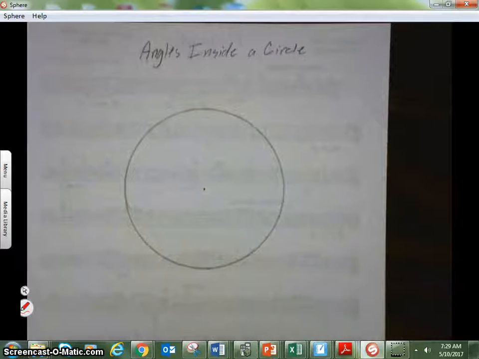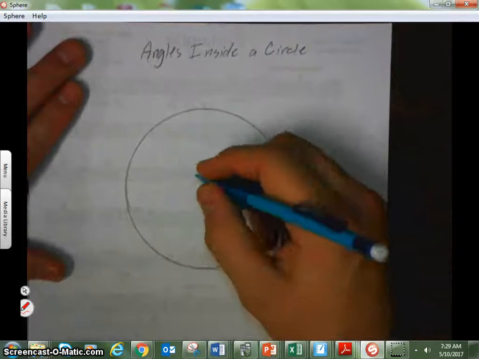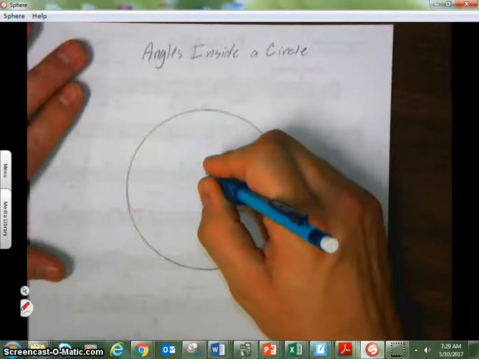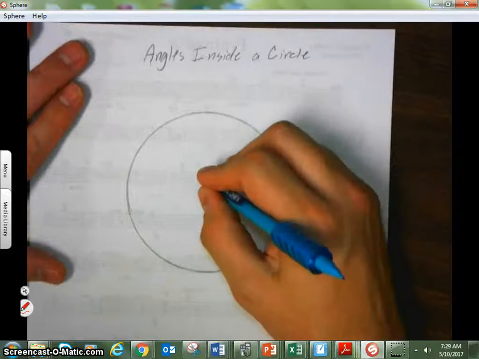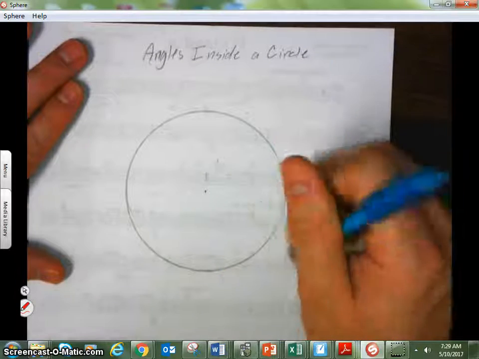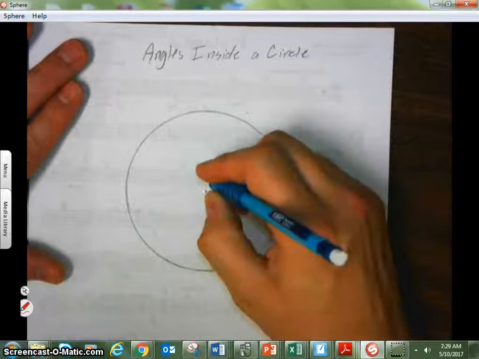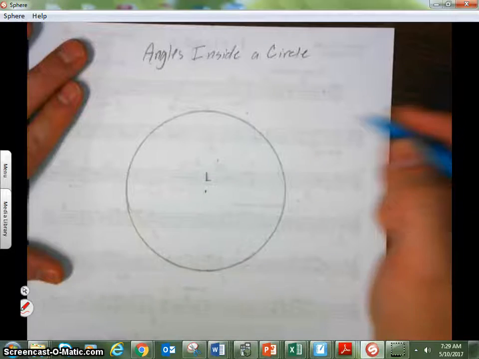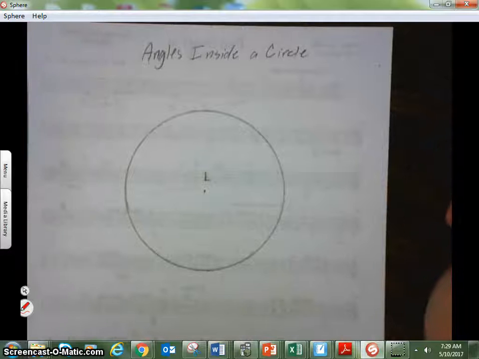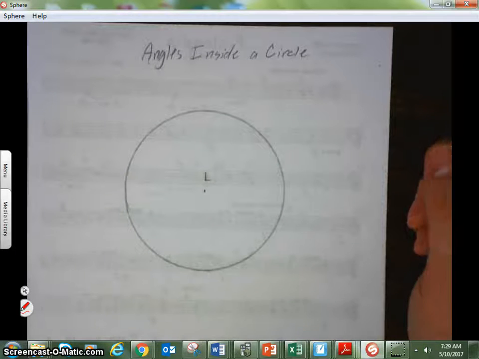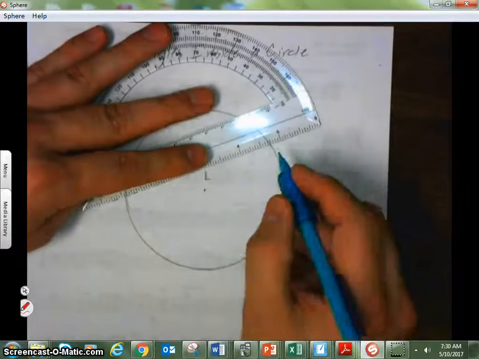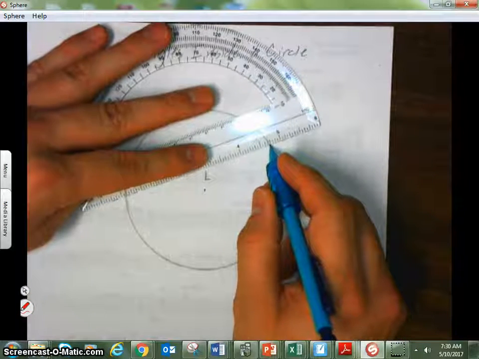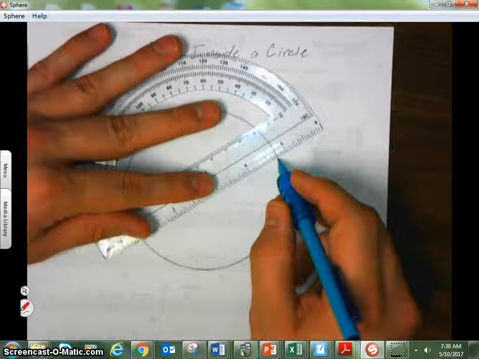So here is my circle, and we'll call this circle L, just for something. Okay. And what I'm going to do now is draw in a pair of chords, and it doesn't really make a difference which way you do it. I'm going to make mine more side to side, and I'll do this one below the L.